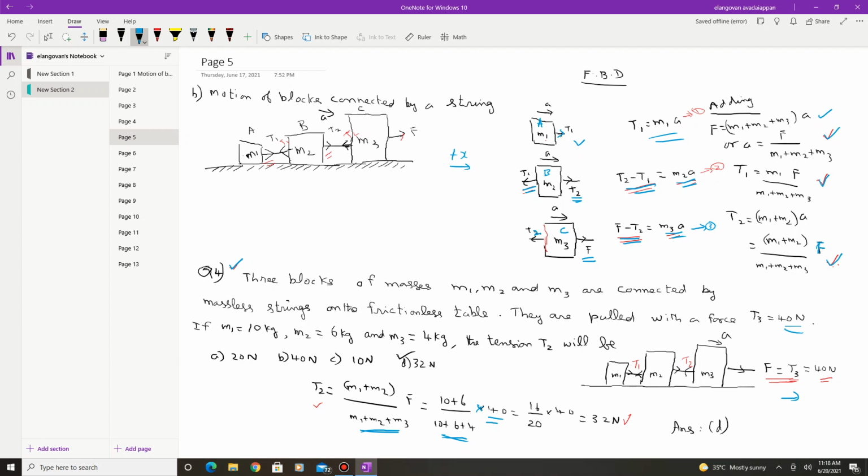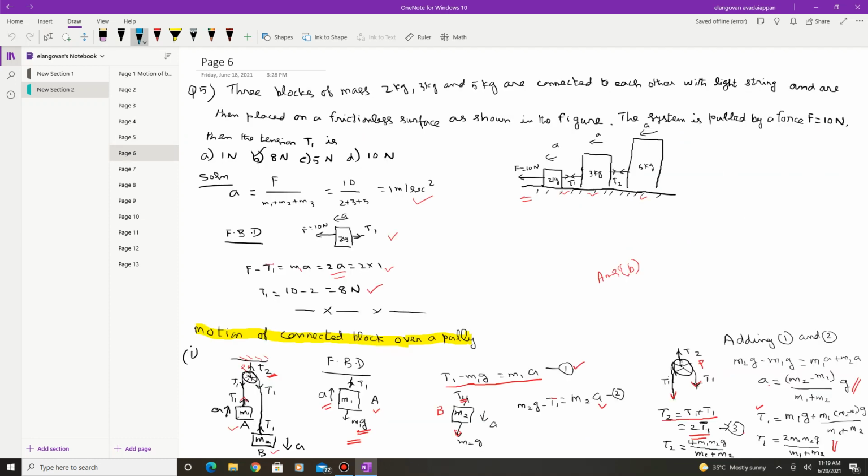Here this is a tensile force. T3 is a force which is a tension, because this is pulled through another string. So this F is equal to T3, because all the three blocks are pulled through a string. A tension force is acting, and that tension force is the same as the force that you are applying. So F is equal to T3, which is equal to 40 Newton. Once you substitute and simplify, you will get 32 Newton. So option D is the correct option.